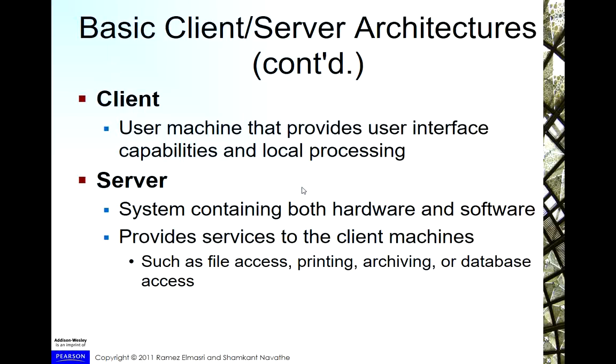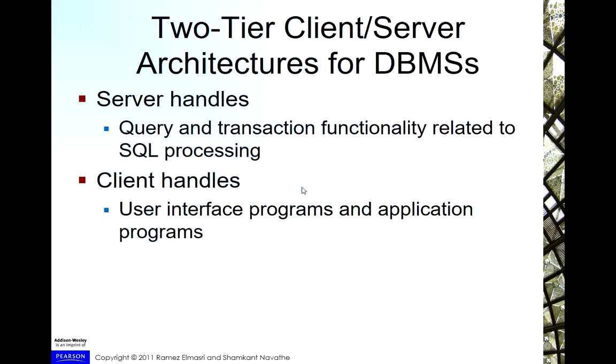Generally, what is a client and a server? A client is a user machine that provides user interface capabilities and local processing, and accesses and gets the information, or sends requests to the server. While a server is a system containing both hardware and software, and it contains the information, it contains the data, and it provides service to the client machine upon request. As we said, these include file, printing, archive, or data access. There are different types of servers: file system servers or network servers.